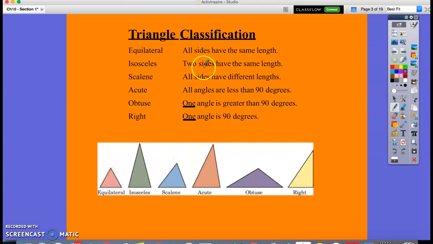And isosceles, two sides have the same length. And scalene, all sides have different side lengths, so the angles are different. In an isosceles triangle, the angles opposite the equal sides are the same as well. And this is the acute triangle: all angles are less than 90 degrees. Obtuse, one angle is greater than 90 degrees. And right, one angle is 90 degrees.